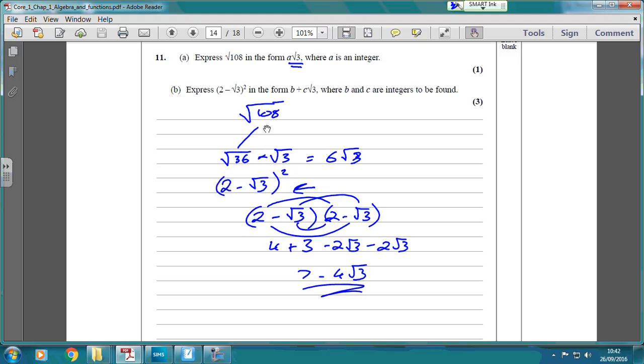Notice here, don't get confused, because here in the answer it says b plus c root 3, where b and c are integers. So b and c being integers means they're going to be whole numbers. But just because it says plus here, doesn't mean it's going to be a plus here. It can still be a minus. It just means that c is the integer minus 4.